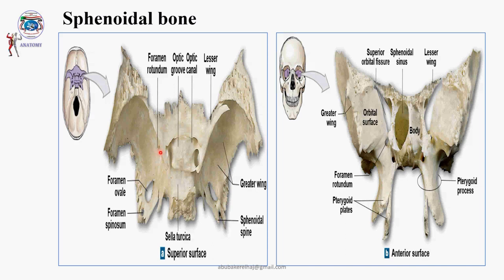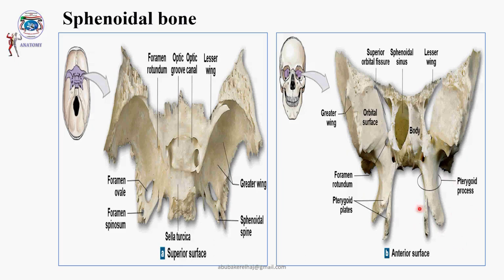Then most laterally and deep to these projections, we have this foramen, which is called the foramen rotundum. The foramen rotundum is responsible for the transmission of the maxillary division of the trigeminal nerve. And this is the greater wing of the sphenoid bone, and this is the lesser wing of the sphenoid bone.